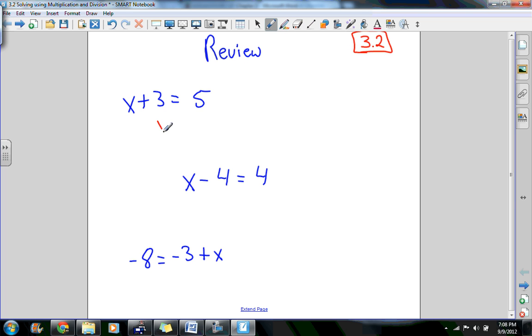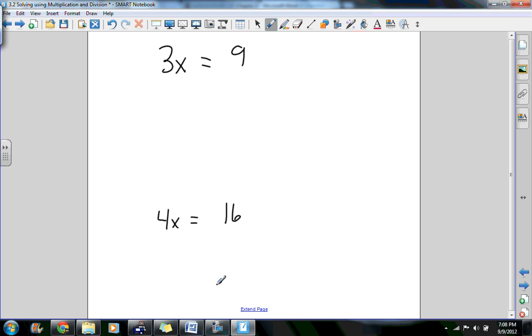For this top one, x should have been 2. The second one, x should have been 8. And the bottom one, probably the trickiest, x should have been, we would add 3, so -5. If you have questions, bring those to me. All right, we are working still on one-step equations. Just like before, you can write the line down the center if you'd like, but you don't have to.